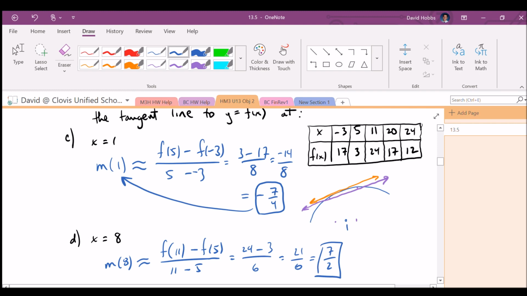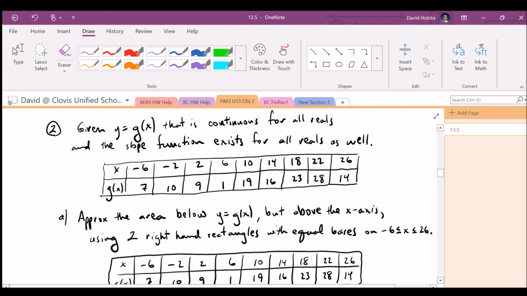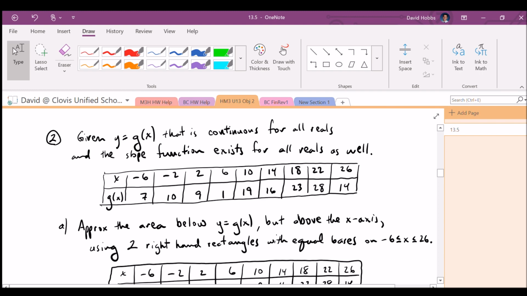Okay, so really that's what the notes are about, but we need to practice just a little bit more here. So I have another function given to us. Different function, y equals g of x. It's continuous and the slope function exists. Okay. Here's a table of values. Notice that this one is actually equally spaced this time. So from -6 to -2 is 4, from -2 to 2 is 4, 2 to 6 is 4. It's a spacing of 4 each time between the x's.